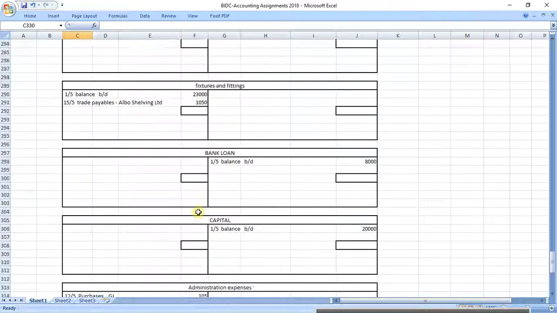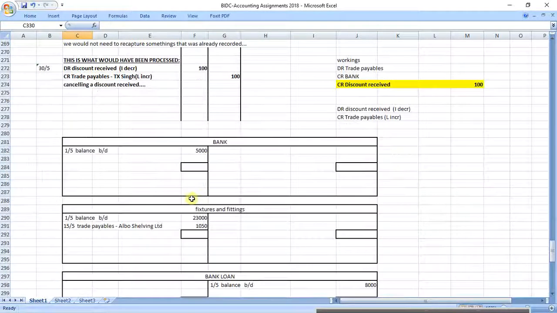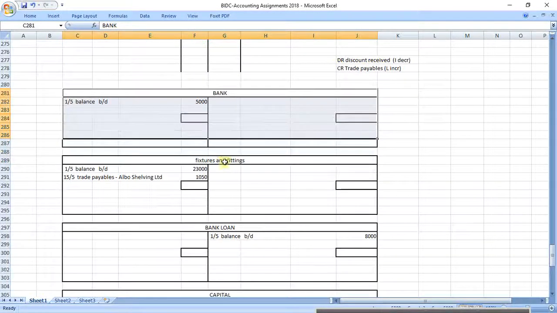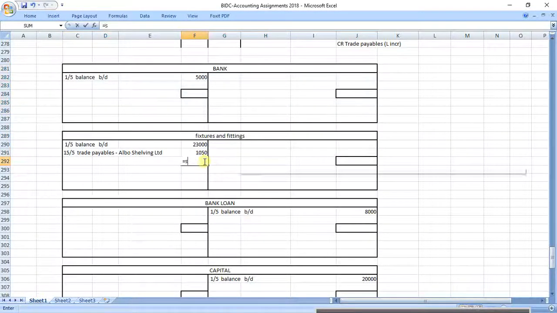Alright, so that's it. You should have had the same thing. Great. Now the last thing is obviously to balance off. What else did they say in the question? Show how the journal entries would have been posted to ledger accounts. Does bank get closed off? No, bank will be as is. Nothing happened to bank. Furniture and fittings, I need to balance that account off. So I would sum up, get that total. 24,050 Rand.